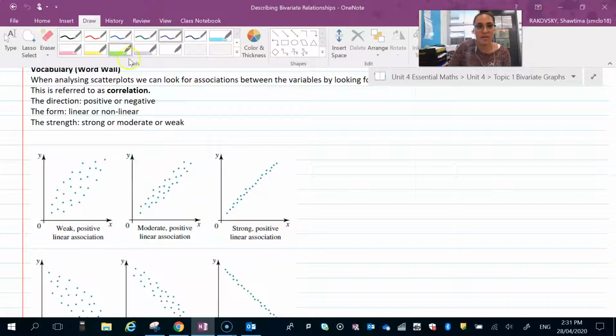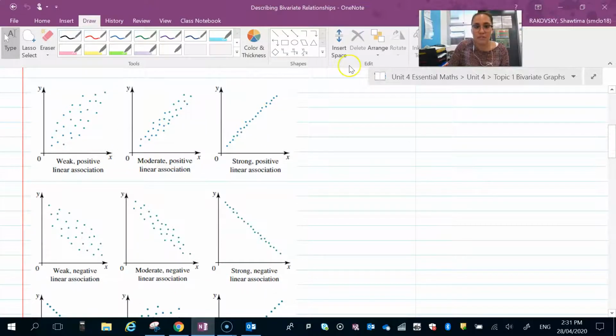Simple, straightforward. And then the strength is whether or not it's strong, so this is where it looks like you could sit there with a ruler and actually draw them dot to dot. A moderate one is when they're kind of scattered but close around it, and then a weak one is when it's a really wide distribution, so you've got to kind of squint to see the linear pattern.